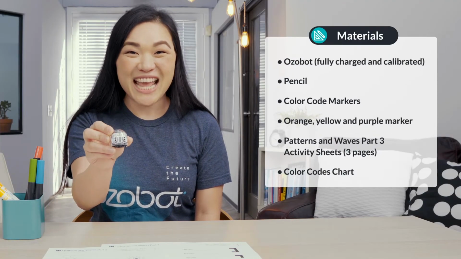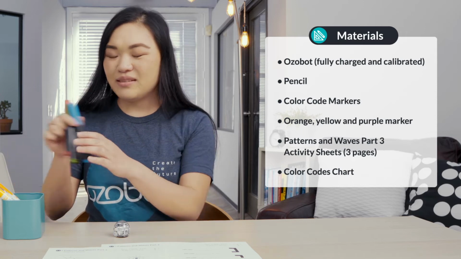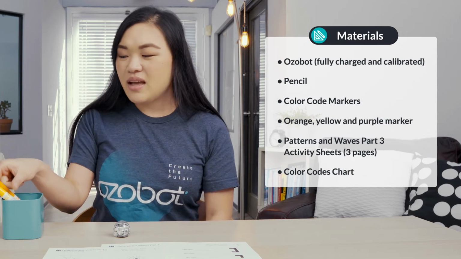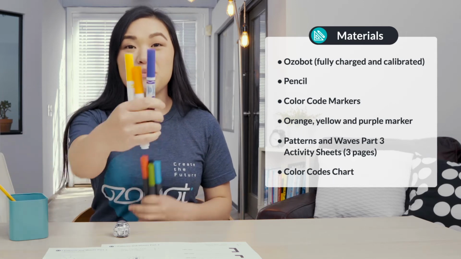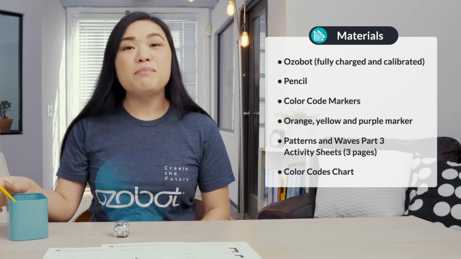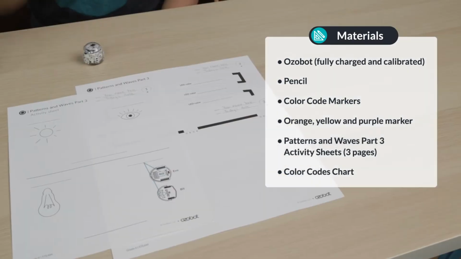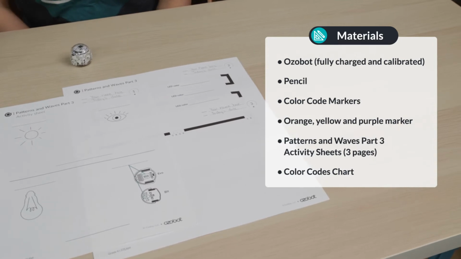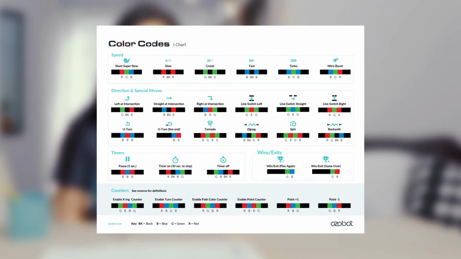For today's lesson, you will need an Ozobot, fully charged and calibrated, color code markers, an orange, purple, and yellow marker, a pencil, 3 pages of your Patterns and Waves Part 3 activity sheets, and a color code chart.